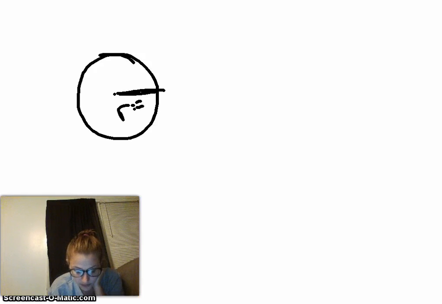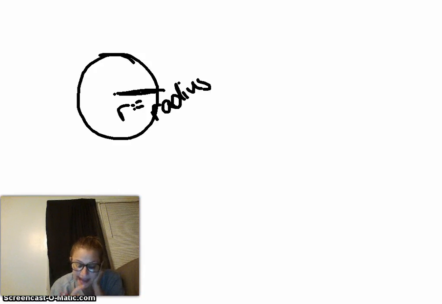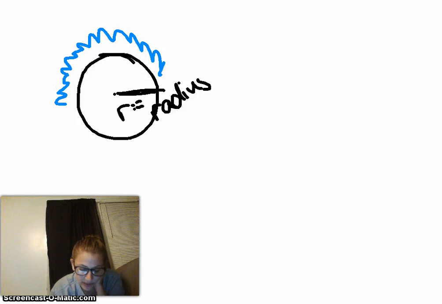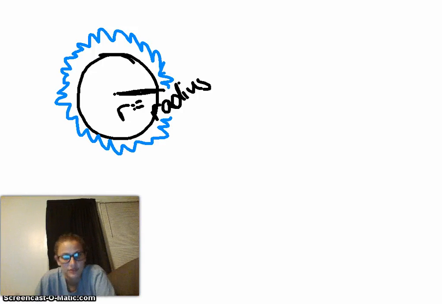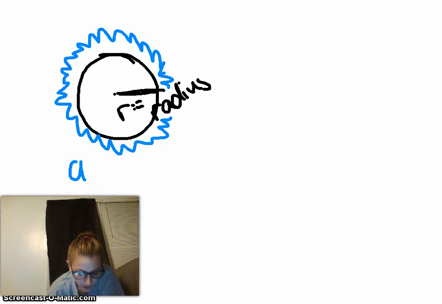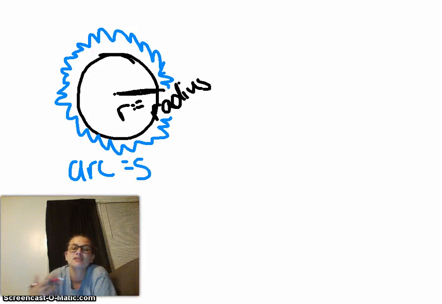So r equals radius. Okay, and I'm going to do this in blue. Now, I'm putting a blue squiggle around everything because I'm talking about the arc of the circle, or what goes around the circle. Looks like a flower, okay? And I don't know why, but for arc, we use the letter S. Doesn't really make too much sense. I don't know who picked it.